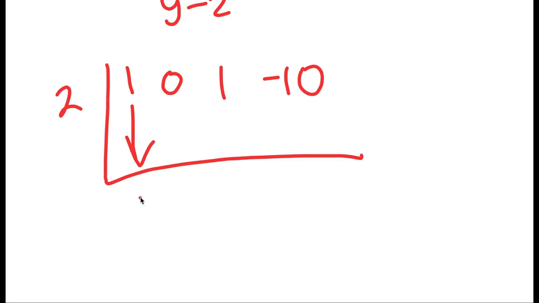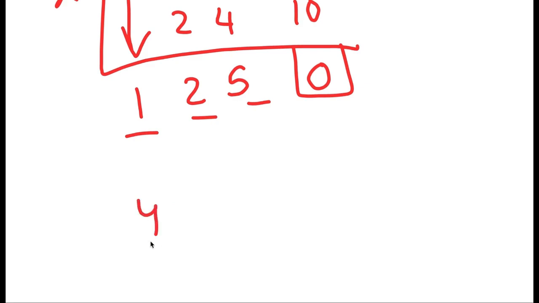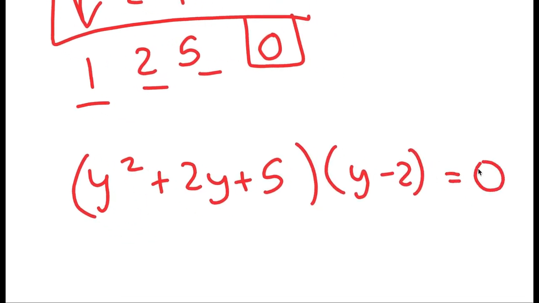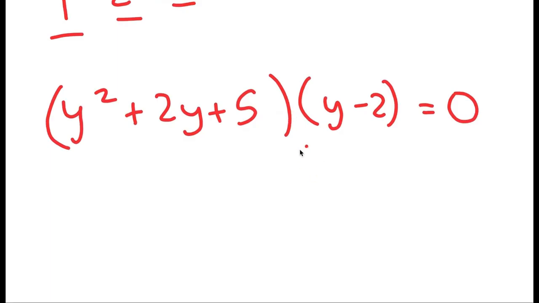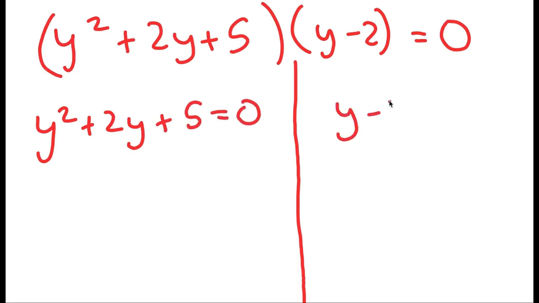So I'm going to first start by moving down my 1. 2 times 1 is 2. 0 plus 2 is 2. 2 times 2 is 4. 1 plus 4 is 5. And 2 times 5 is 10. Negative 10 plus 10 is 0, so I have a remainder of 0. And I'm going to use these as my coefficients, so I get y squared plus 2y plus 5 times y minus 2 is equal to 0. So this is my equation, and I'm going to divide this into two equations. y squared plus 2y plus 5 is equal to 0, and y minus 2 is equal to 0.